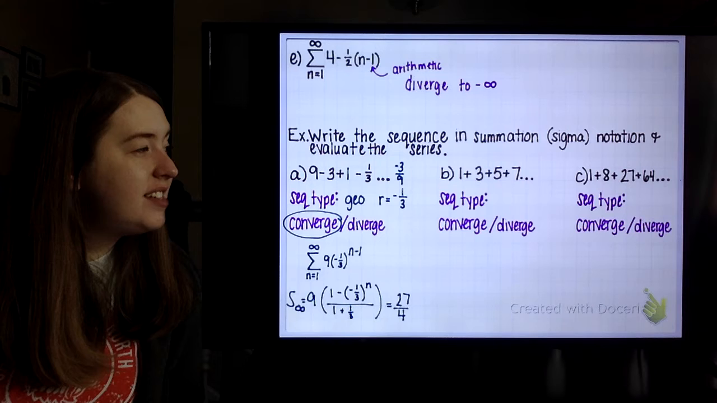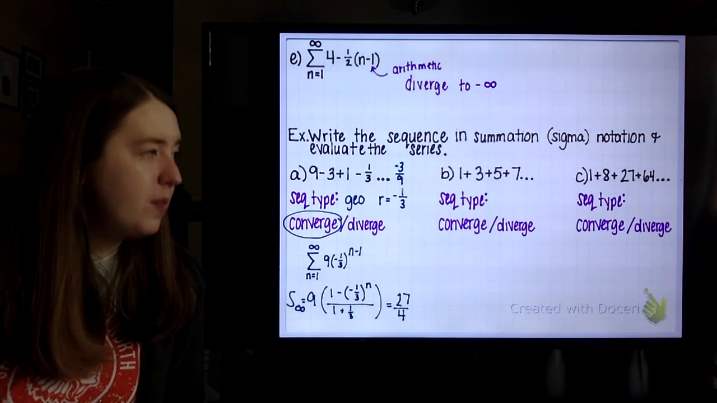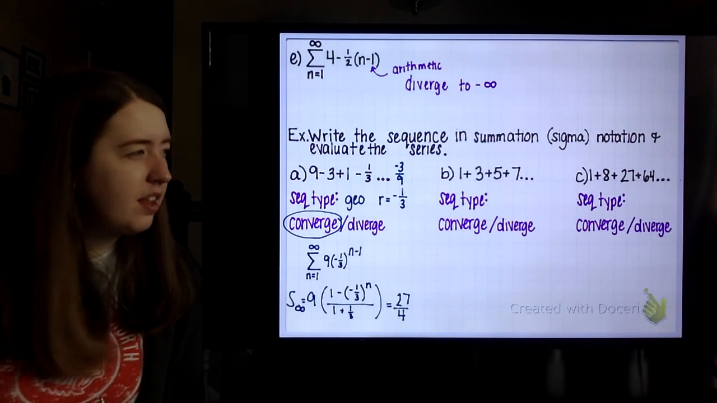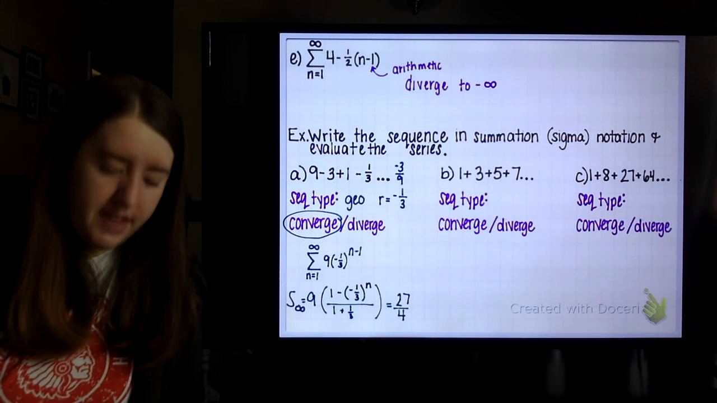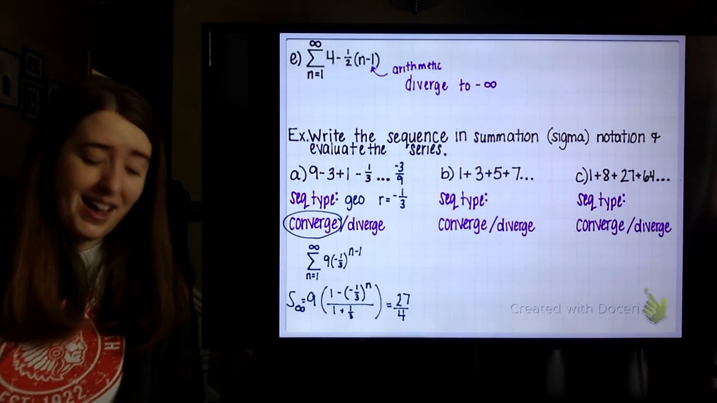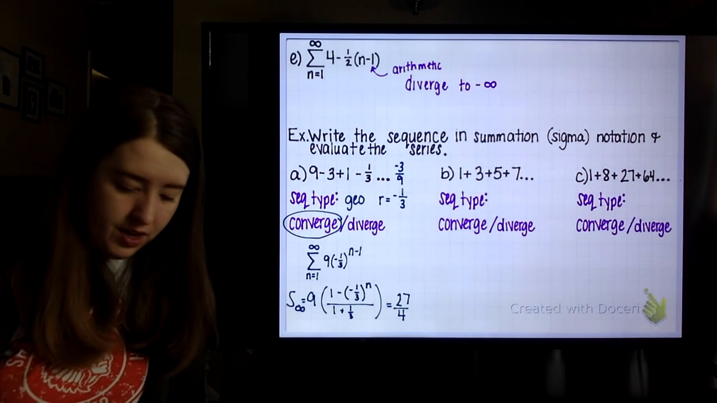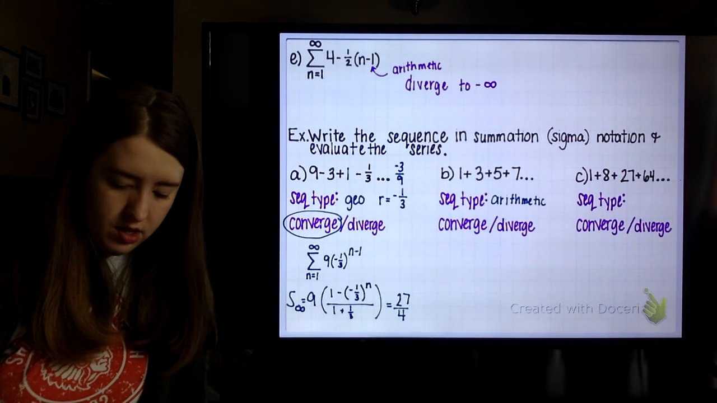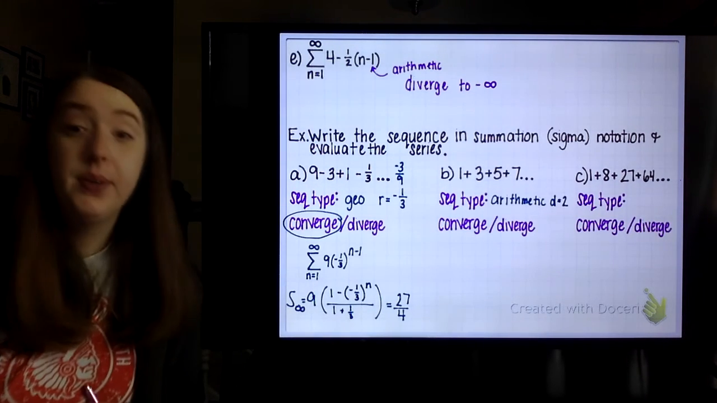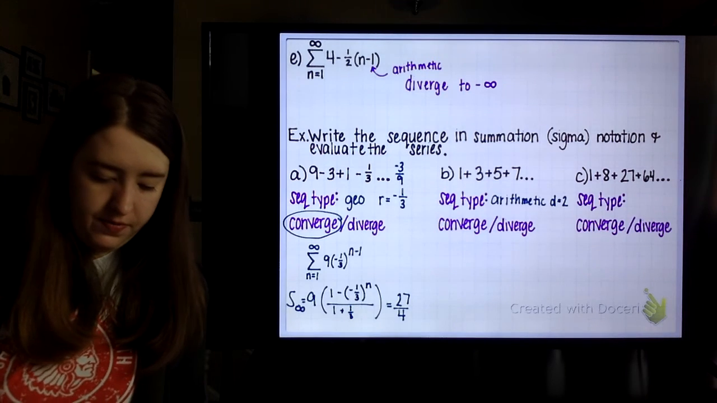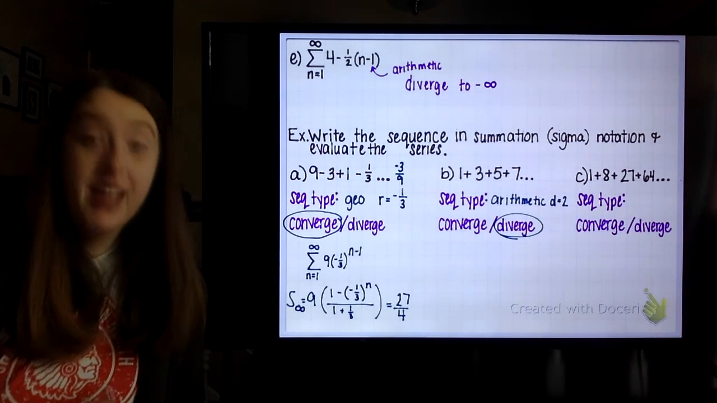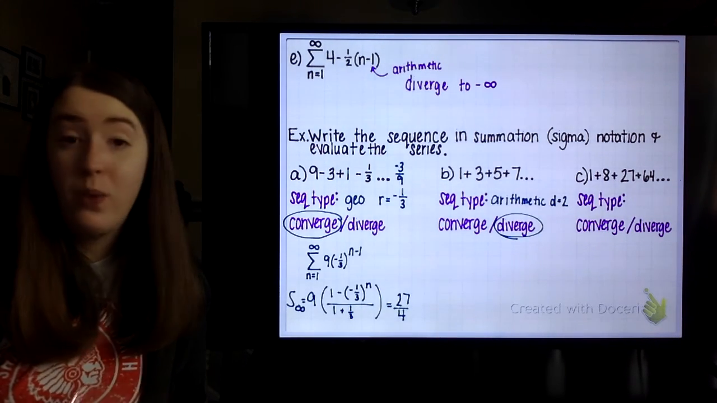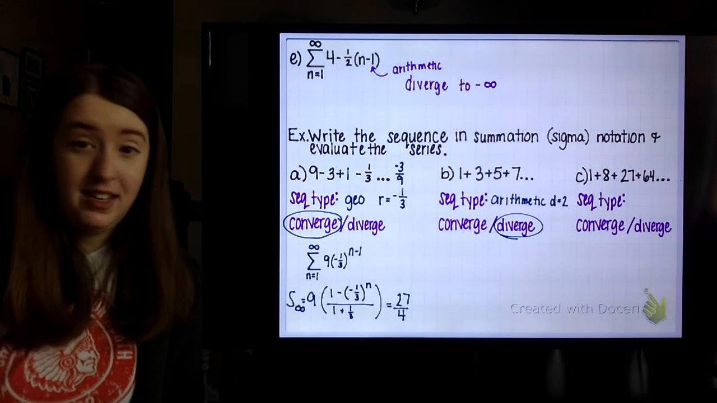All right, on this next one, we have 1 plus 3 plus 5 plus 7. Now, I'm not multiplying by the same thing every time. I'm adding the same thing every time. So that means that this is arithmetic. And I'm adding 2 every time, so d equals 2. Since it's arithmetic, it has to diverge, no matter what the common difference is.